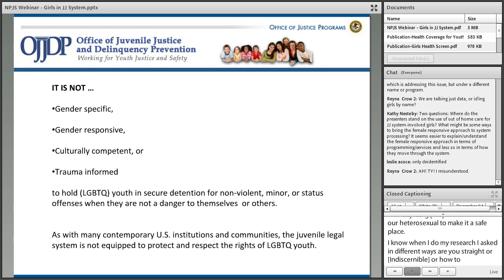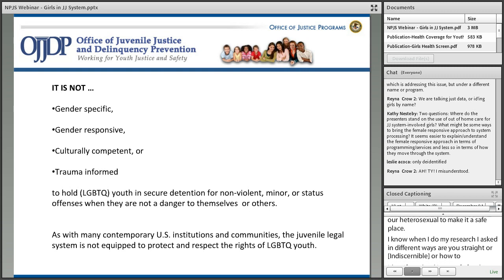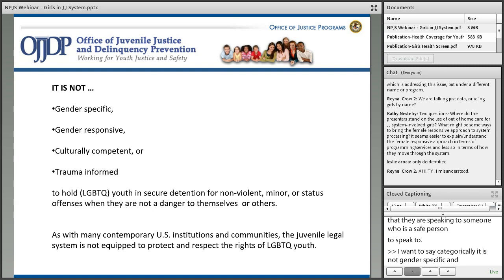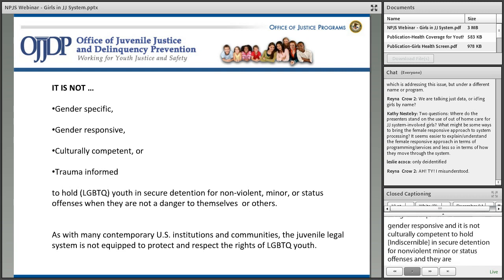So I want to say categorically that it is not gender specific, it is not gender responsive, it is not culturally competent, nor is it trauma informed to hold LGBTQ youth in secure detention for nonviolent minor or status offenses when they are not a danger to themselves or others. Locking girls up is not gender responsive to begin with. We need to start there and keep thinking about how better we can get the girls out of the system as quickly as possible.